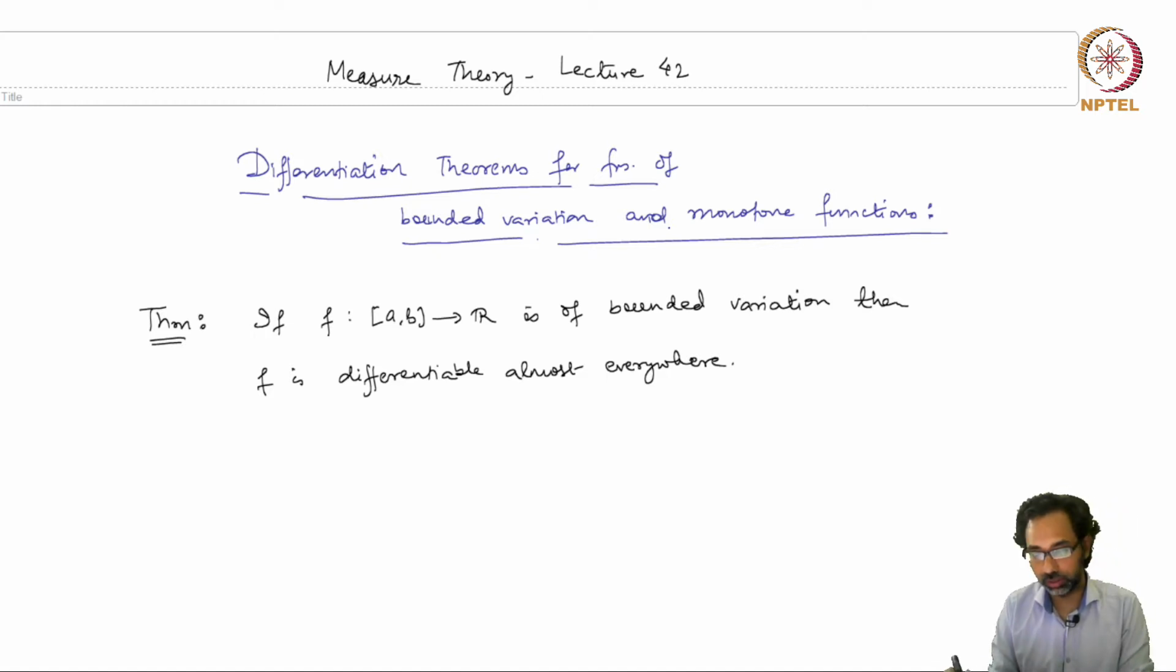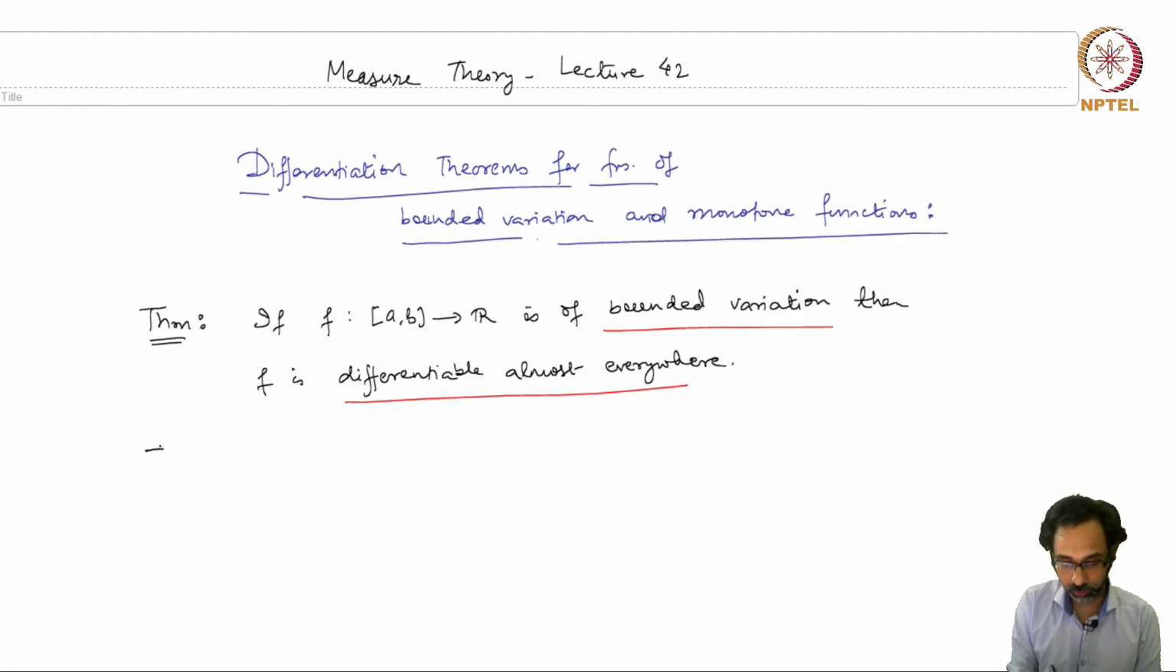compact intervals. So of course, boundedness for monotone functions is not required as an assumption for compact intervals, because a monotone function on a bounded interval will automatically be bounded, whether it is monotonically non-decreasing or monotonically non-increasing. But now we can state the theorem that if f is a function of bounded variation on a compact interval, then f is differentiable almost everywhere. So here we have only assumed that it is bounded variation.